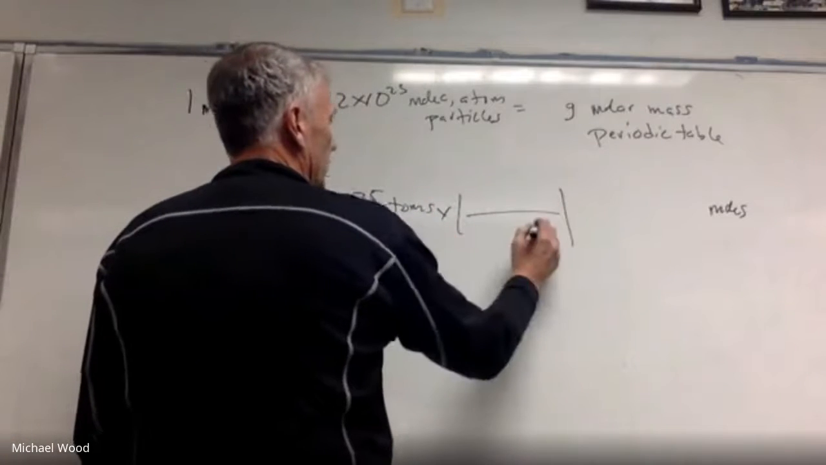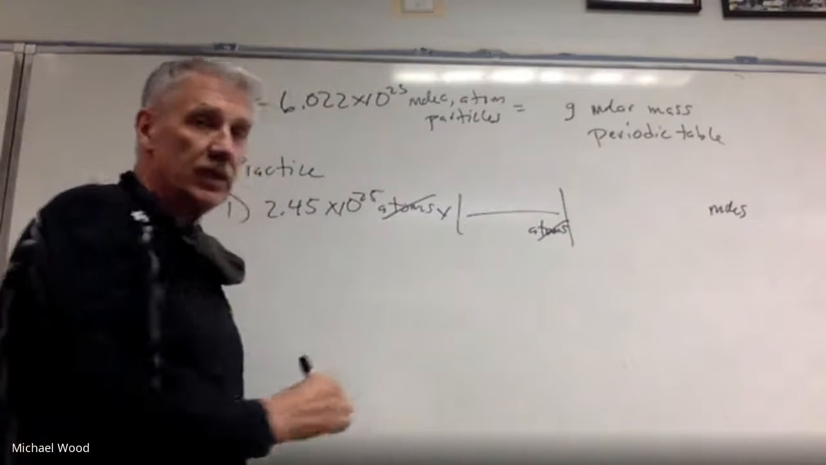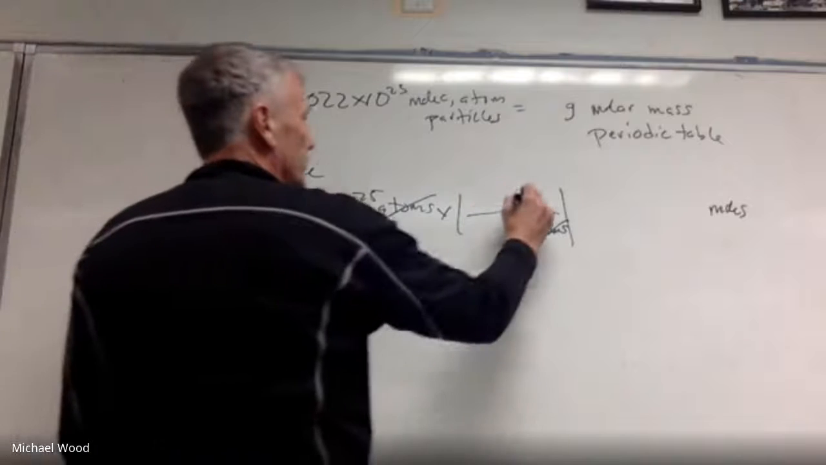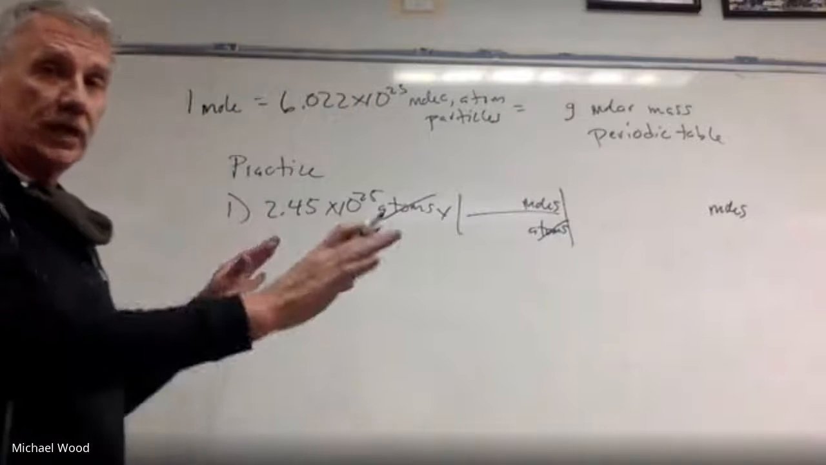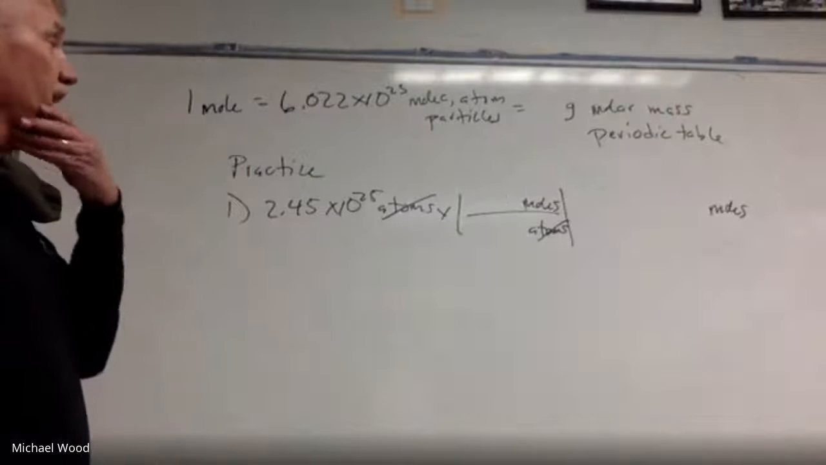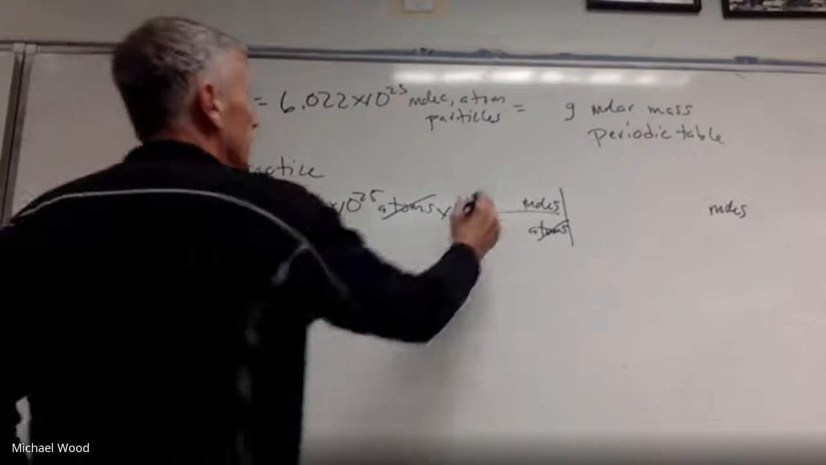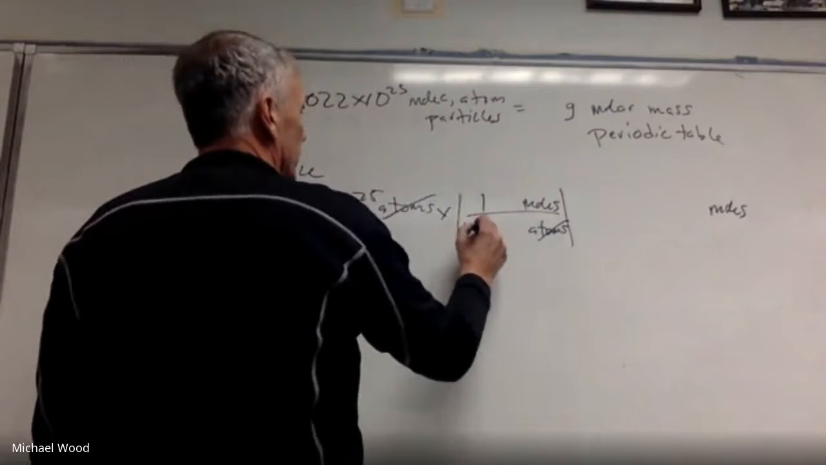Then I follow the units. Since I start with atoms, atoms are going to go on the bottom, and the reason I'm going to do that is because I need to cancel atoms out. And then on top would be moles, because that's what I want to convert to. So I do my setup, then I do my units. And now the numbers. And again, don't get confused. The number that goes with moles is 1. And the number that goes with atoms or molecules or particles is Avogadro's number.